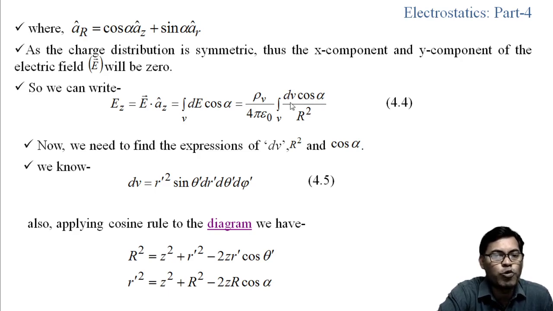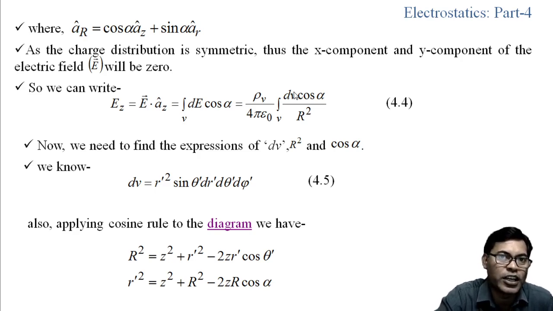We know how to calculate dV because we have seen the differential volume for the spherical coordinate system. So from that idea we can find the expression 4.5, that is dV. Now to calculate the value of cos alpha and r square we need to use the cosine rule. Let us see the diagram again to get the cosine rule.